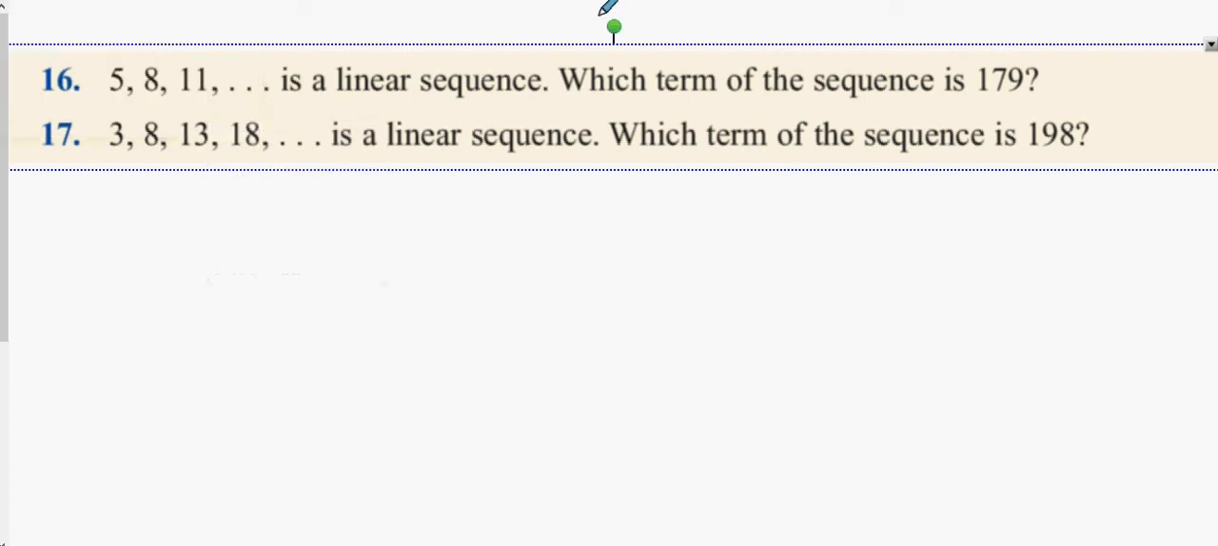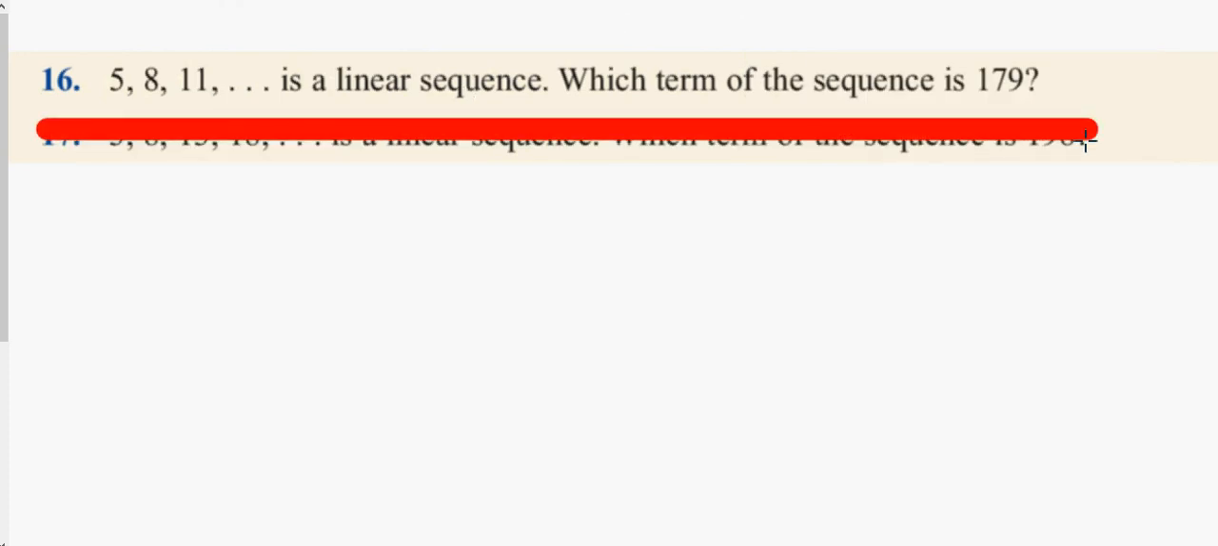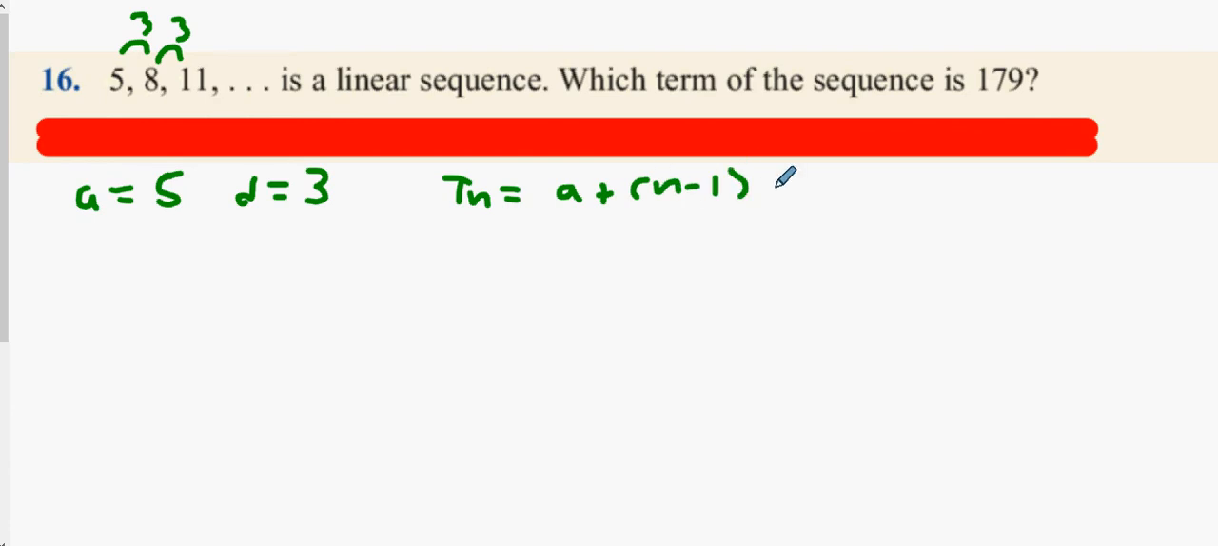So 5, 8, and 11 is a linear sequence. What term of the sequence is 179? No bother. What we do is set up our general formula. The difference is 3, so A is 5 and the difference is 3. You set up your Tn formula, which is A plus n minus 1 times D. You get 5 plus 3n minus 3, and then you get 3n plus 2.